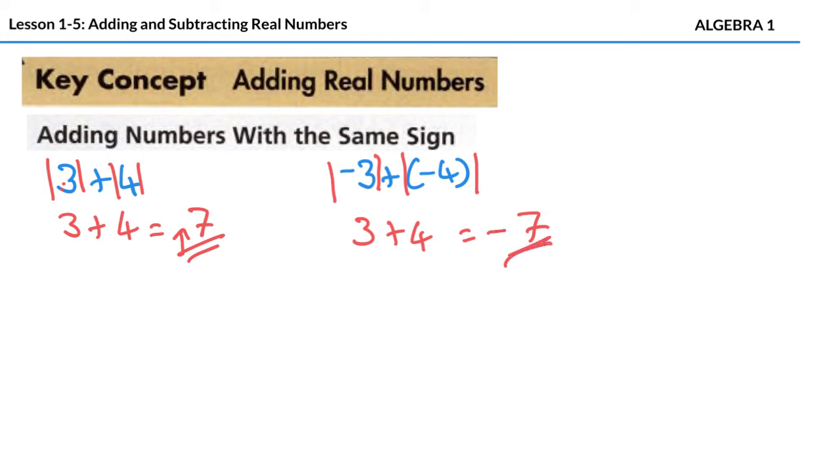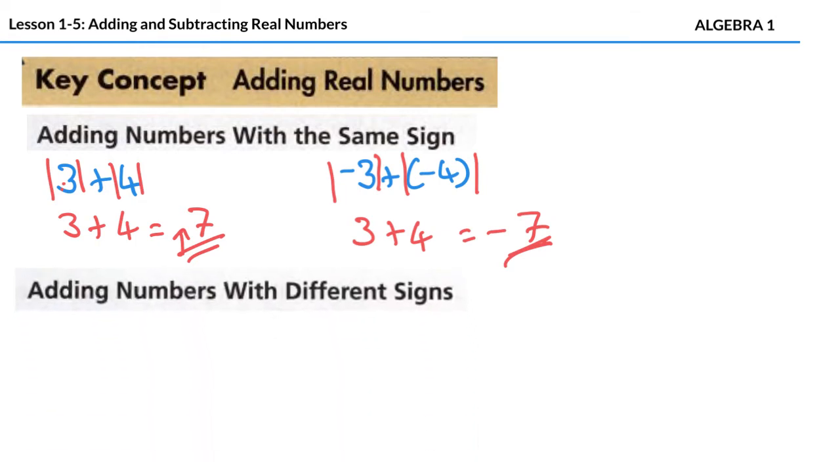So how do you add numbers with the same sign? To add two numbers with the same sign, add their absolute values. Then the sum has the same sign as the addends. What if the numbers have different signs? Let's check one. Let's take, for example, negative 3 plus 4.